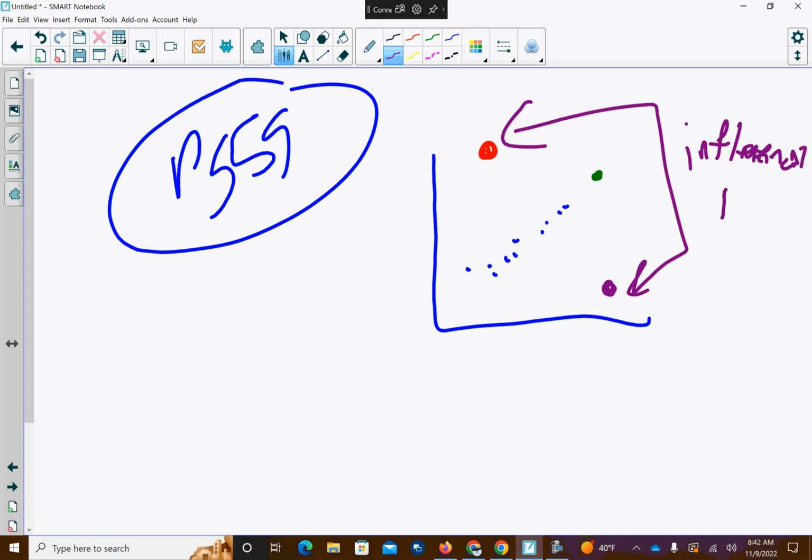Influential points. The green is not one because it falls pretty much on the line of best fit. Our original line of best fit would look like this with the green. But if I add the red, that's going to change it. If I add the purple, that's going to change it this way. So our line of best fit changes a lot, and that's going to change our responses.